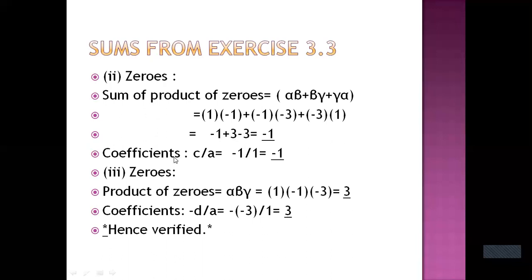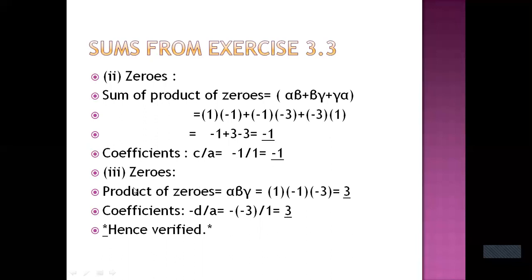Now we'll verify the same thing through coefficients. Through coefficients, the sum of product of zeros formula is C by A, that is equal to minus 1 by 1, because C value is minus 1 and A is 1, which is equal to minus 1. So both are verified here. We got both the values as minus 1.